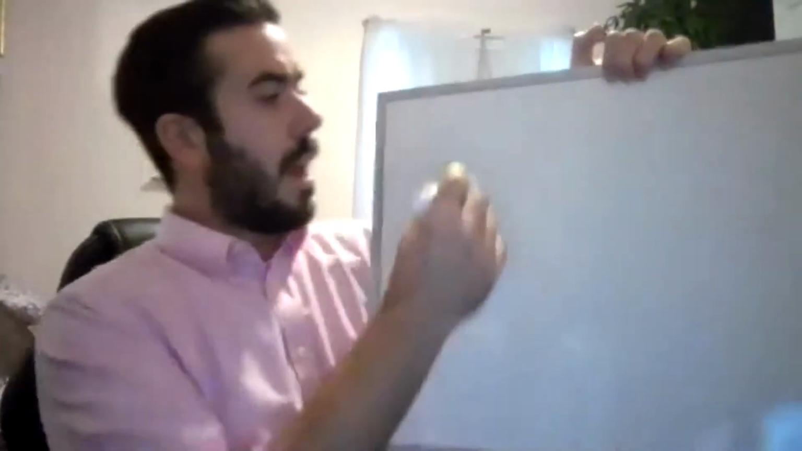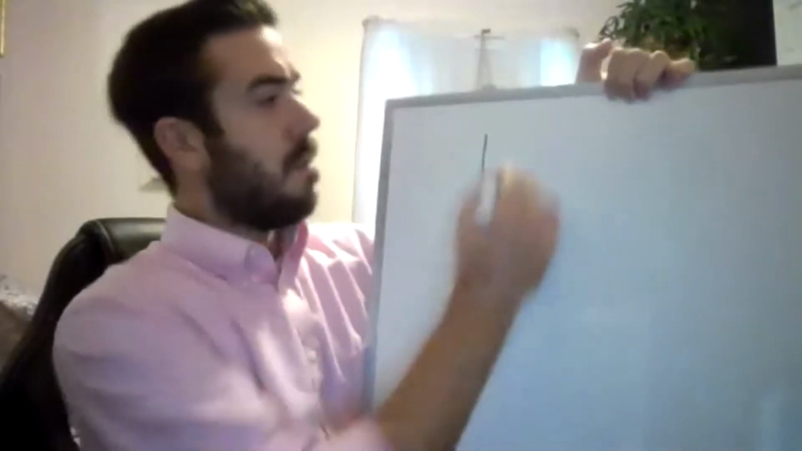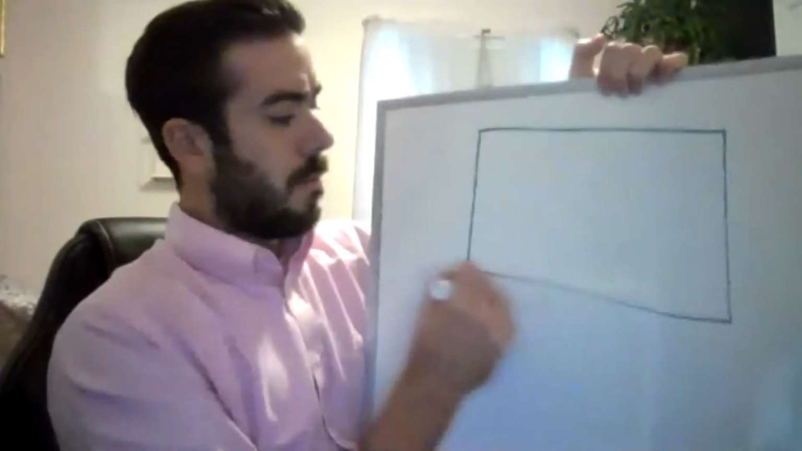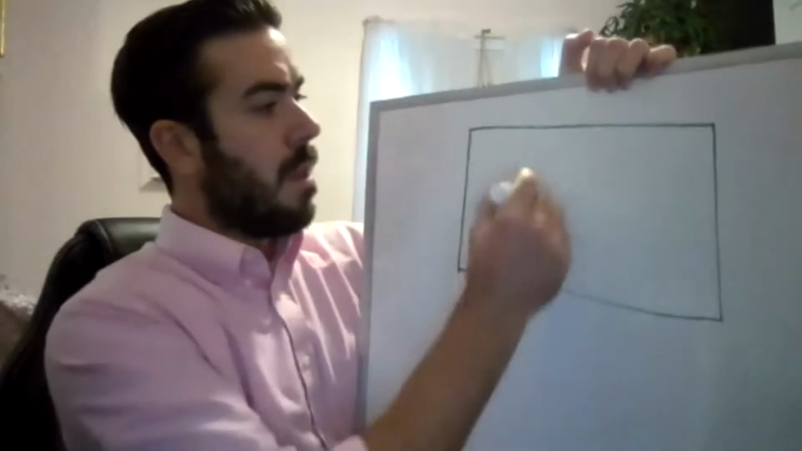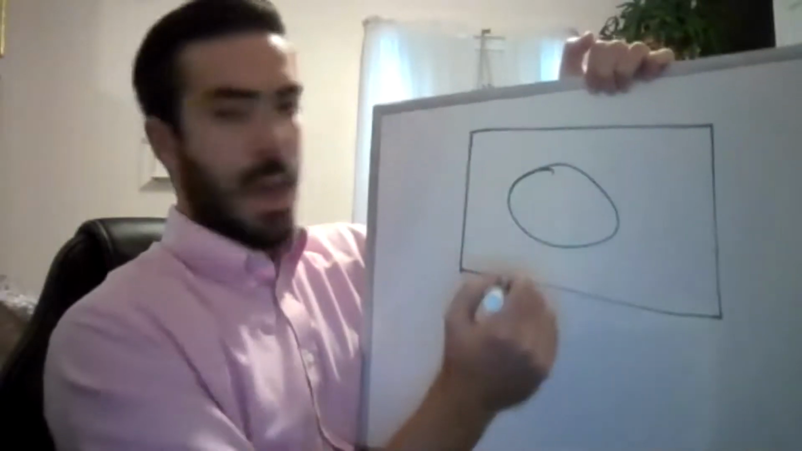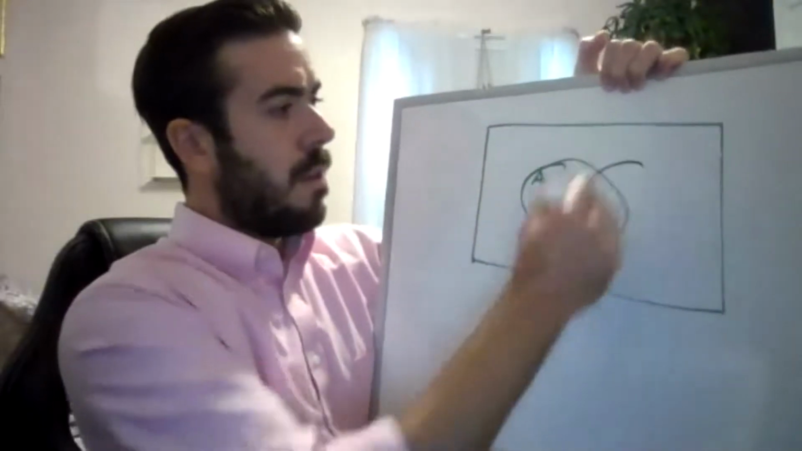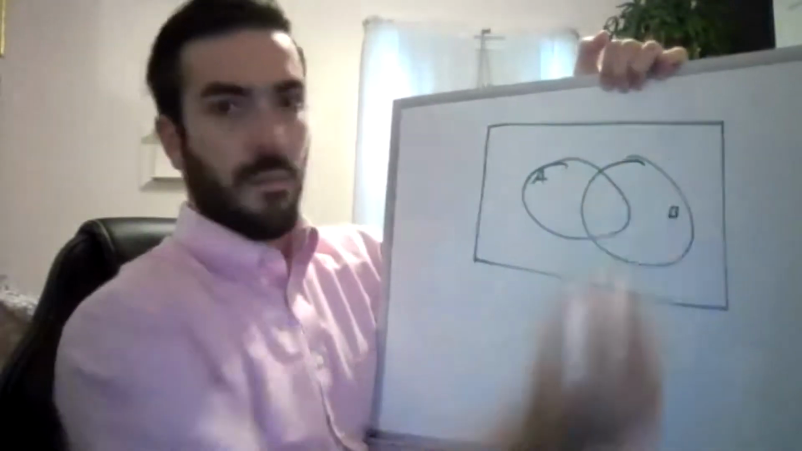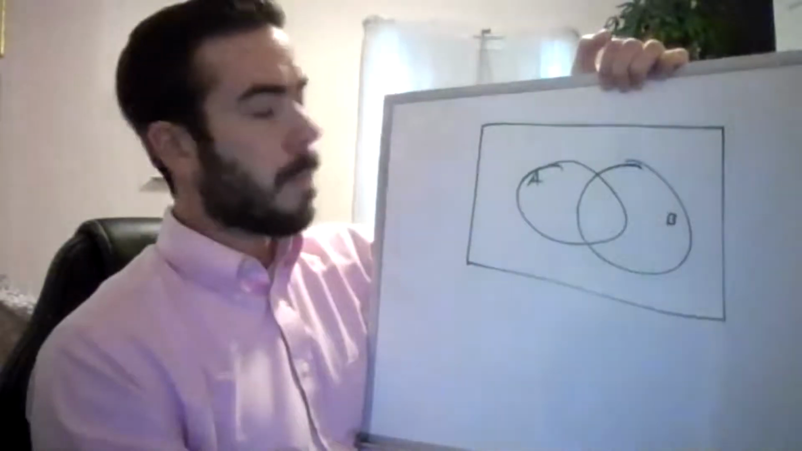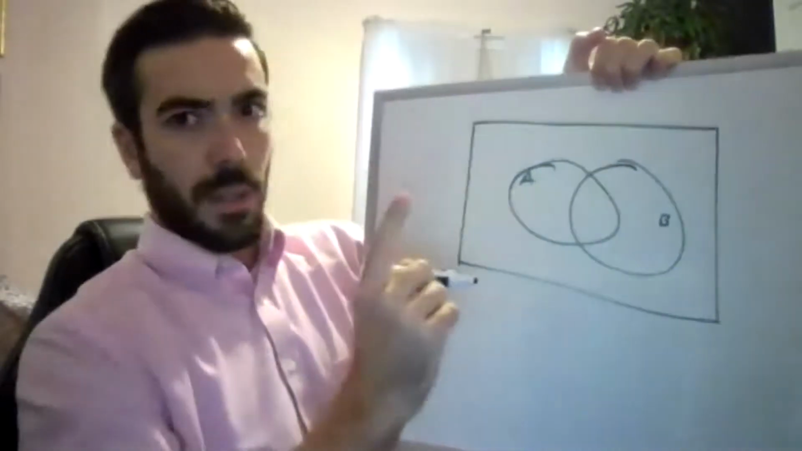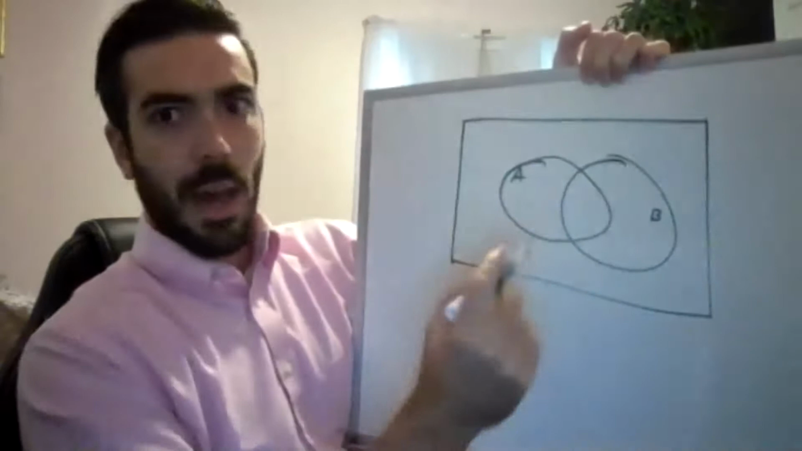So let's say we've got this experimental outcome space. It's an area of 1. And I've got event A here. So this is event A. And I've got event B here. So if I think about this, where is B complement?